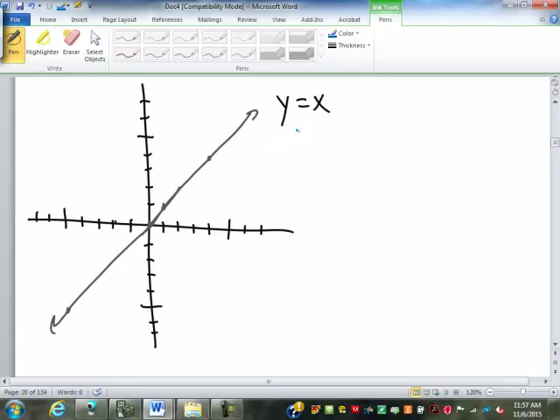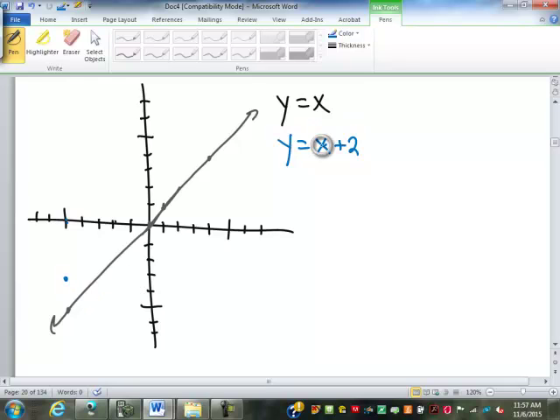Now, some things I could do to that to make it more complex. I might add to it, like y equals x plus 2. Now, I could do out the data table for this, but we don't have to. Let's just pick some numbers. If x is -5, what is -5 plus 2? It'd be -3, right? So if x is -5, y is -3.